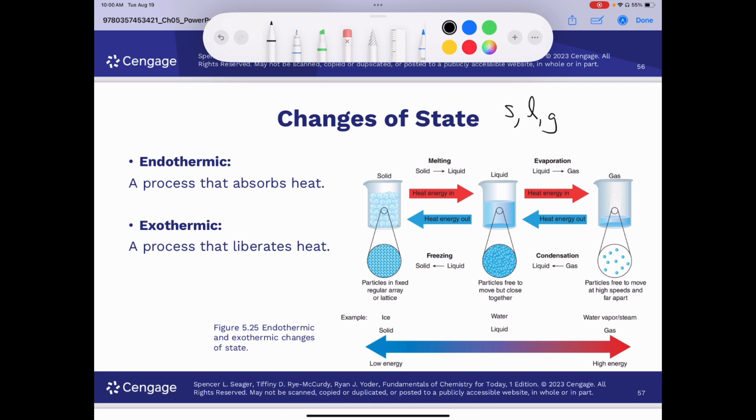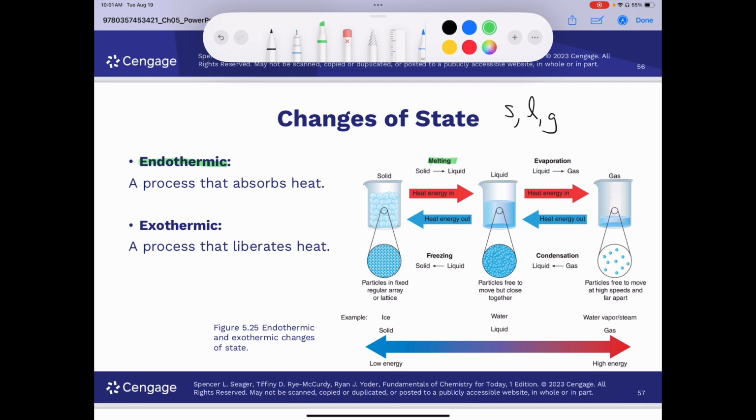And when it comes to changes of state, there's kind of two directions we can go. We can go in a direction where our substance is absorbing heat, and we call that an endothermic process. So if we think about something like melting, right? If we melt ice, well, the ice must absorb heat in order to go from a solid to a liquid.